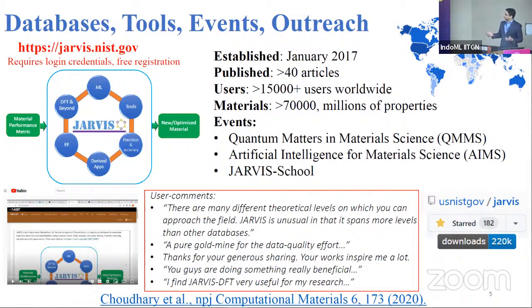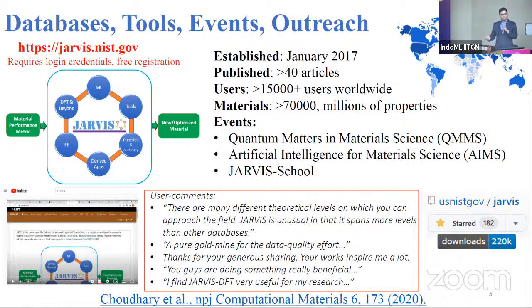And we also organize JARVIS School. The idea of JARVIS School is our team members go to different universities and national labs, and we organize events and give tutorials, and it's going very successfully at different places as well. Most of our code is available at the GitHub page. I'll give you some list about that. And there's a YouTube video about the introduction.